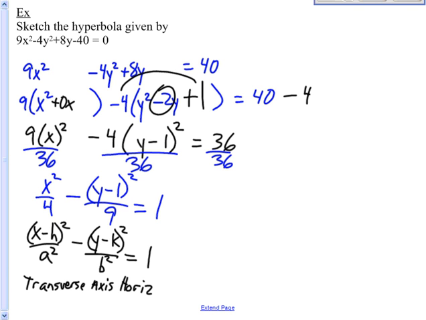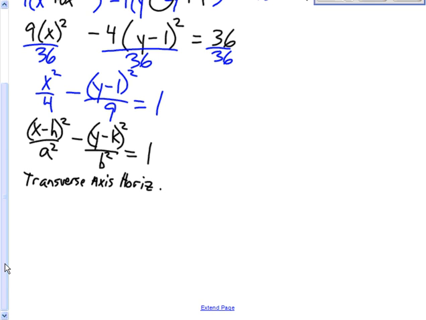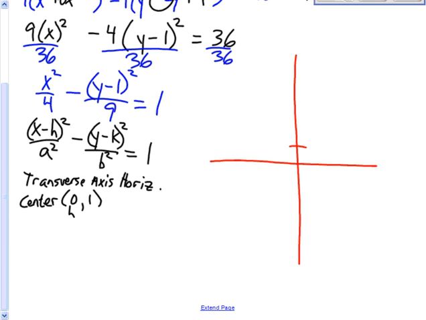So I look back at my notes there, and I look at that. Okay, so what if you're sketching this thing? What would our h, k be? Well, you notice the x is all alone there, x squared. So the center of this thing, h, k, is h is 0, and k is going to be 1. So (0, 1). There's our center. Transverse axis horizontal. All right, so our a squared, notice the a squared has got to be 4. So a is 2.